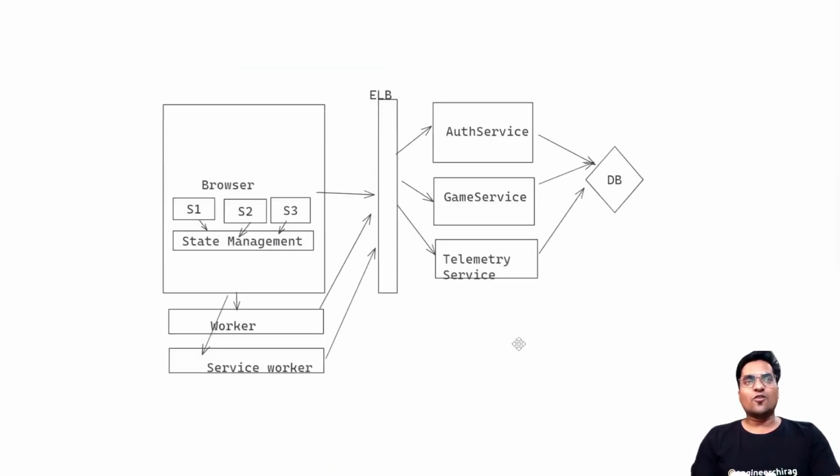If you can give anyone an overall picture of how your architecture is going to work, that is awesome. You have a browser, a worker, a service worker. Inside the browser you can do state management, and there can be multiple services. To contact your backend, you have an ELB and multiple backend services, like auth service, gaming service, telemetry for monitoring, and internally a database connection, which can be SQL and NoSQL databases depending on the requirement.